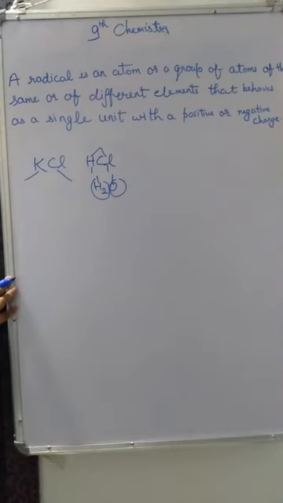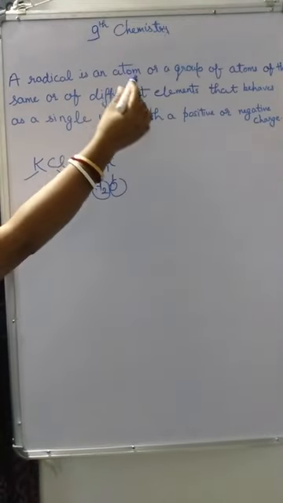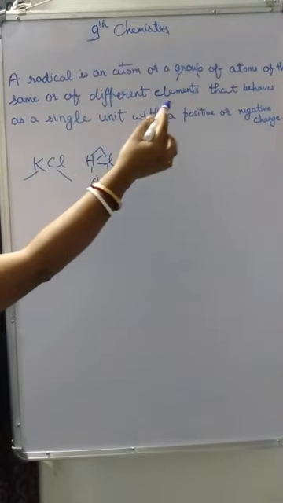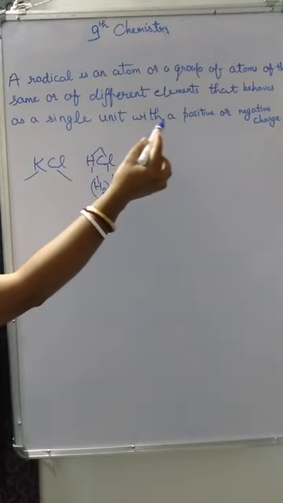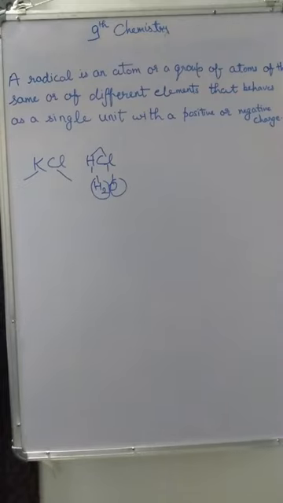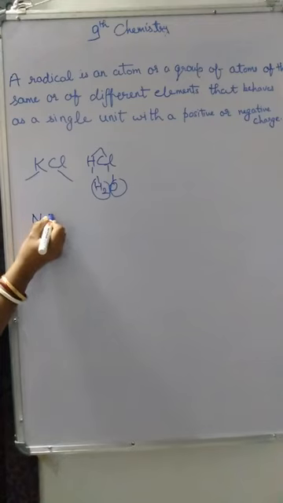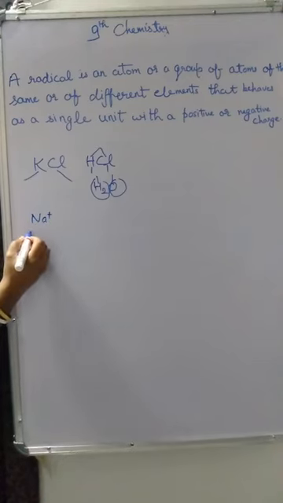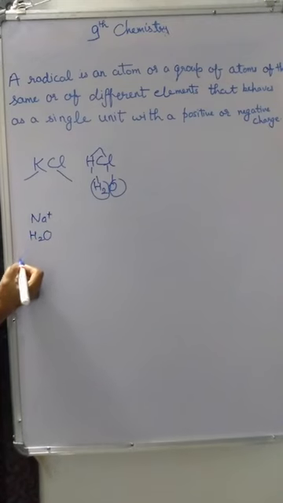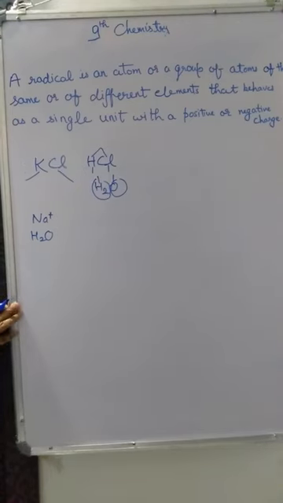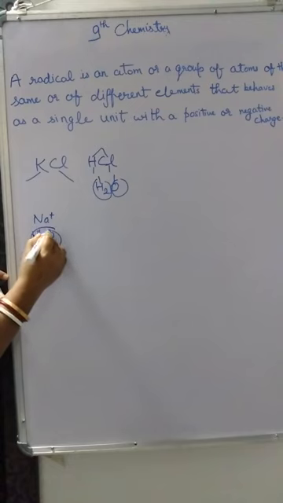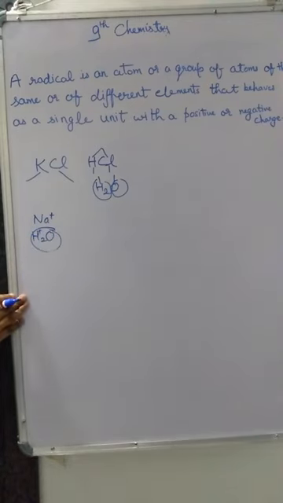Now the definition is, a radical is an atom or a group of atoms of the same or of different elements that behaves as a single unit with a positive or negative charge. It means that a radical is an atom, for example, this is also one radical, or a group of different atoms, this is also one radical, behaving as a single unit with positive or negative charge.